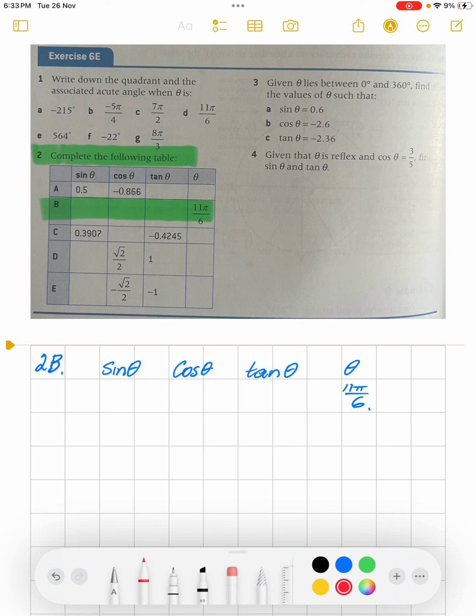And just so that you know what resources I'm going to be using in this question, I'm going to be using the CAST rule: all of them are positive in quadrant 1, only sine is positive in quadrant 2, tan is positive in quadrant 3, and only cos is positive in quadrant 4. So it's important to know what quadrant.